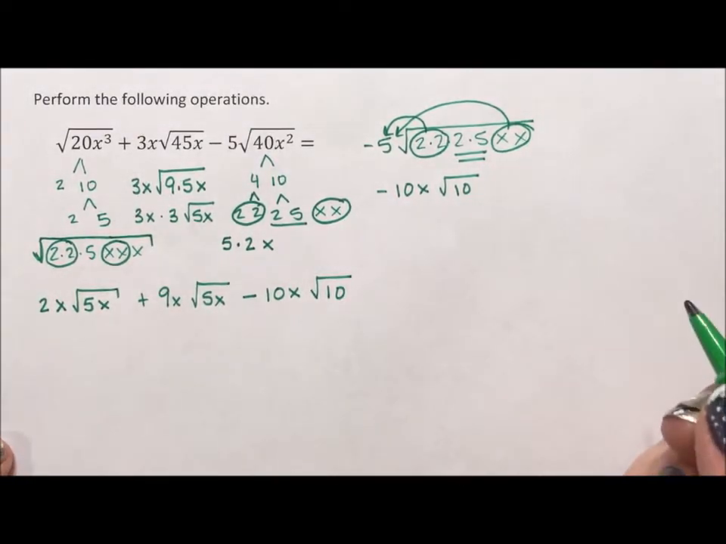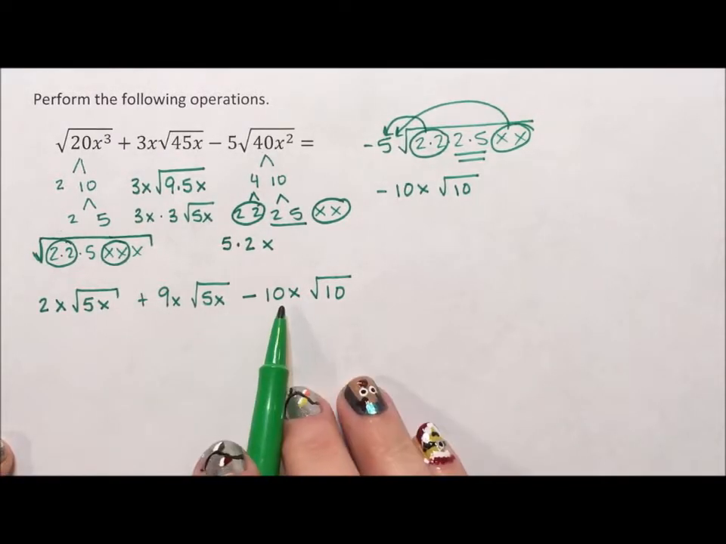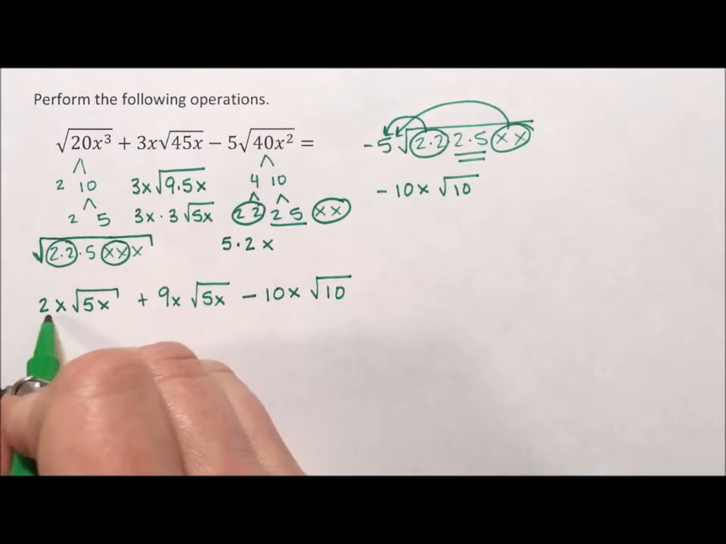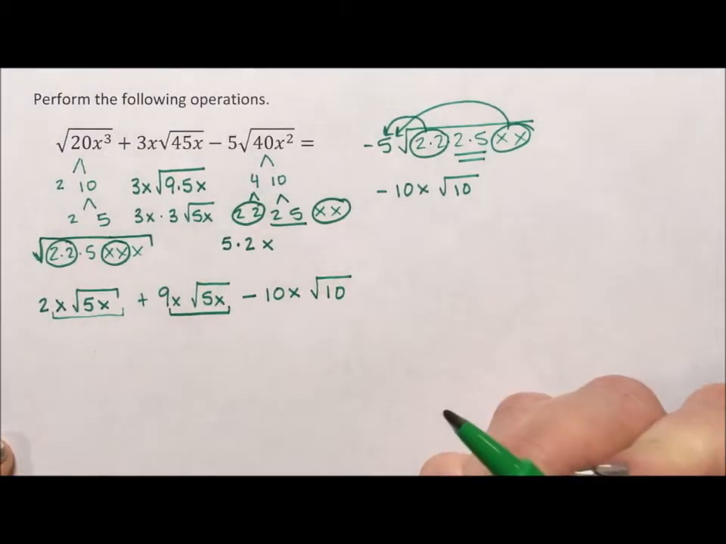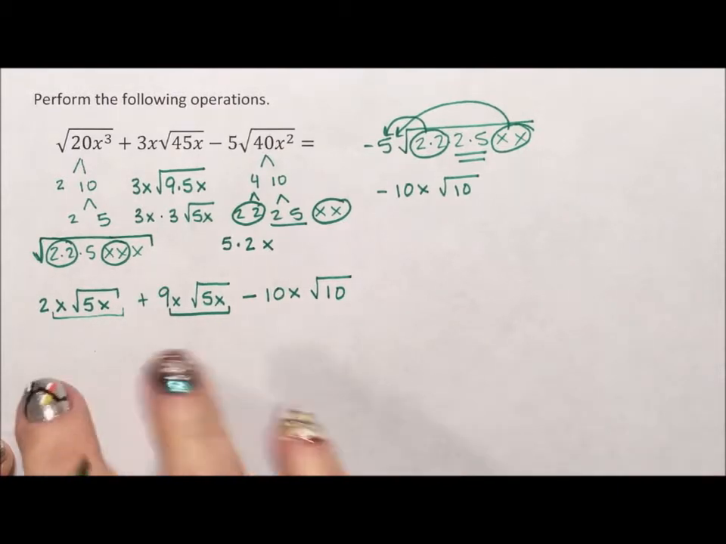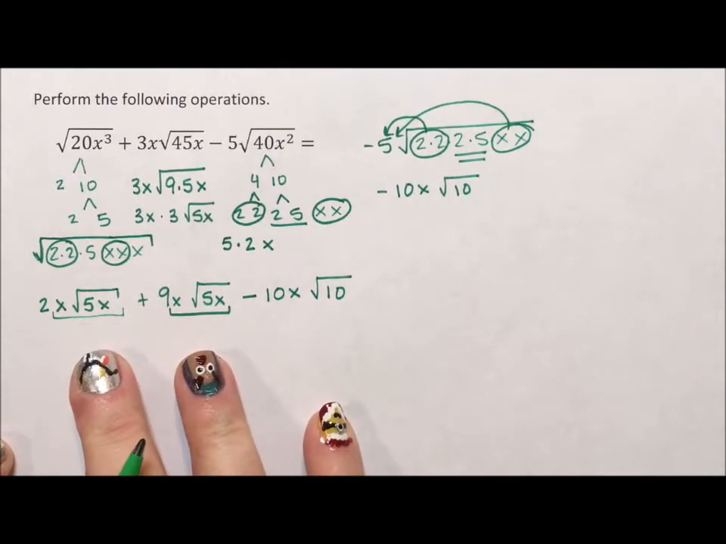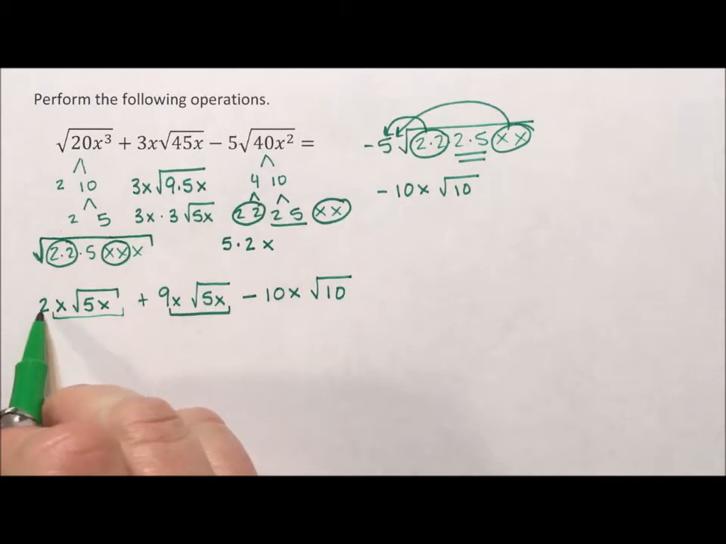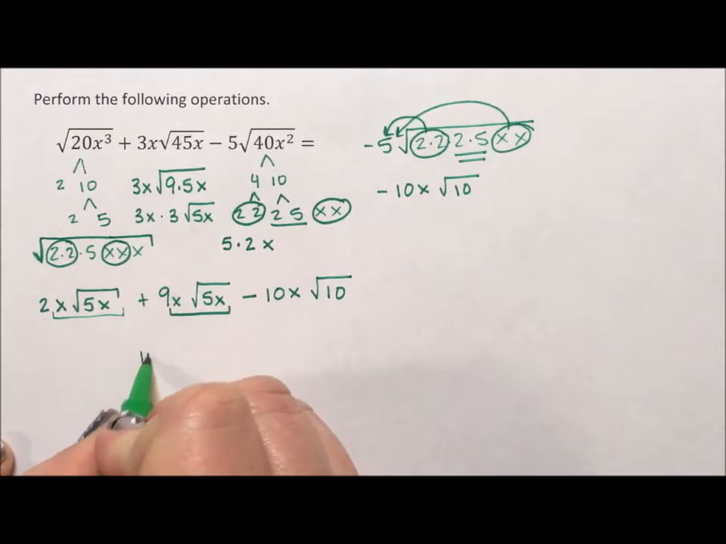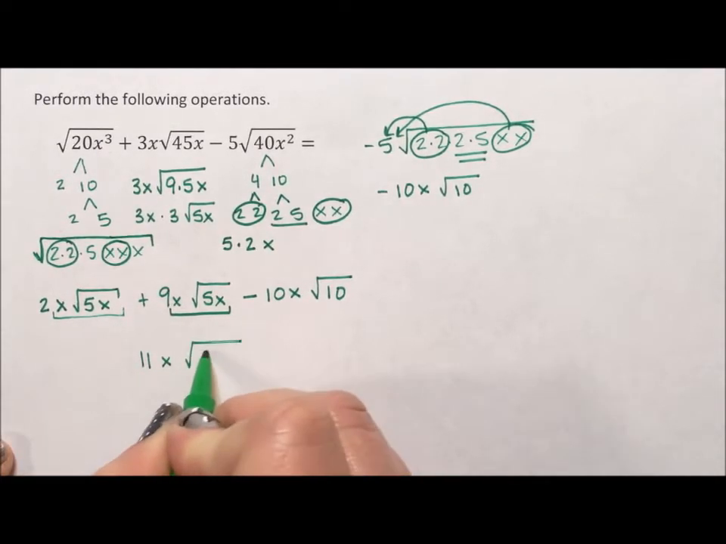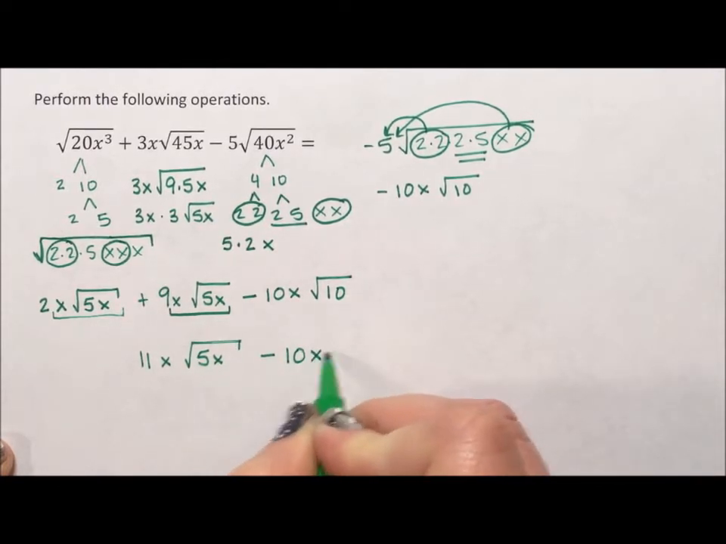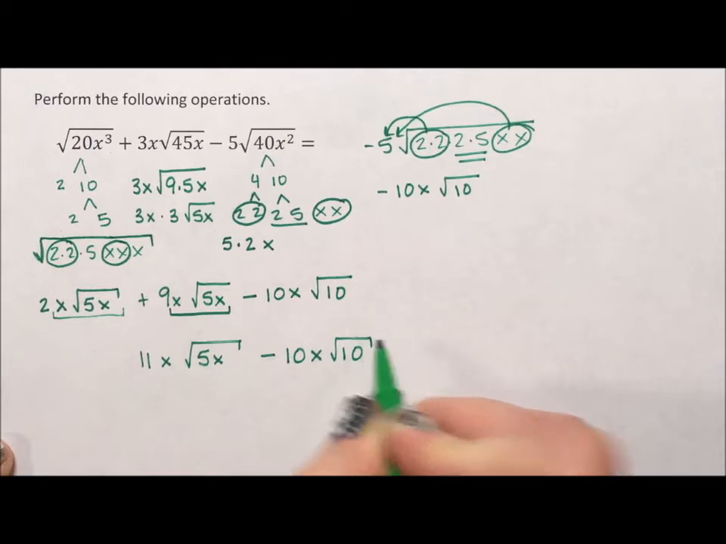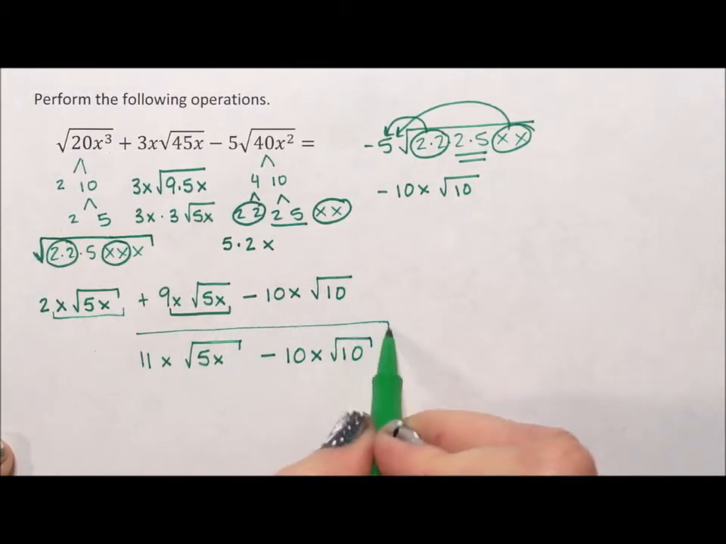Okay, so the radical combination and variable combination has to be exactly the same. Though all three terms have an x, it has to be the entirety that's the same. X times the square root of 5x, x times the square root of 5x. These two terms are my only two like terms, so then I add 2 plus 9 and get 11x times the square root of 5x minus 10x times the square root of 10. And that's my final answer.